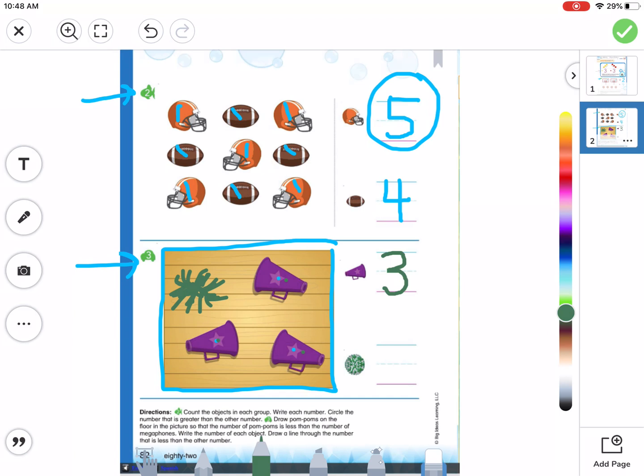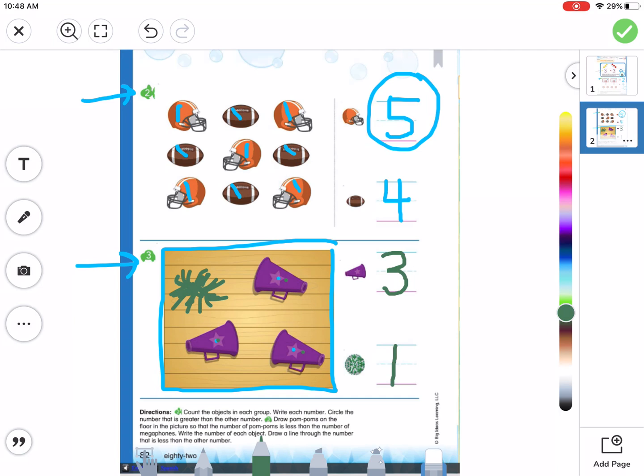I drew 1 pom-pom, so I would have 1 pom-pom. If you drew 2, then you would write the number 2. But I wanted everyone to draw a pom-pom. Okay, 0 would have worked, but Mrs. Hensley wants you to draw a pom-pom. So you could have drawn 1 pom-pom or you could have drawn 2 pom-poms.